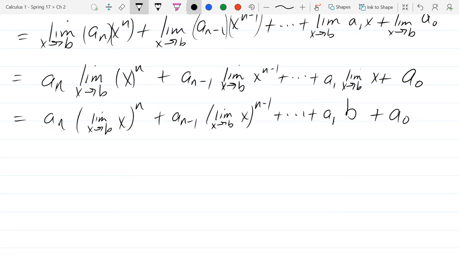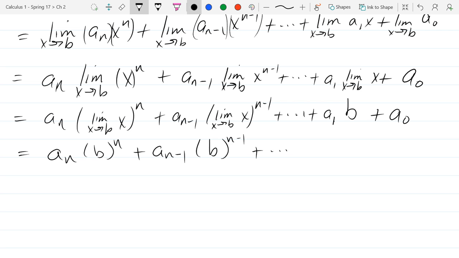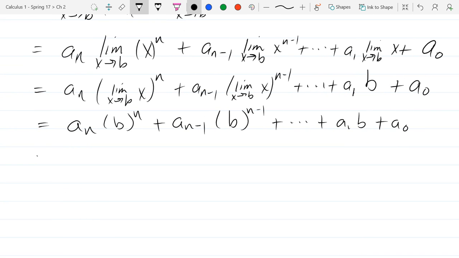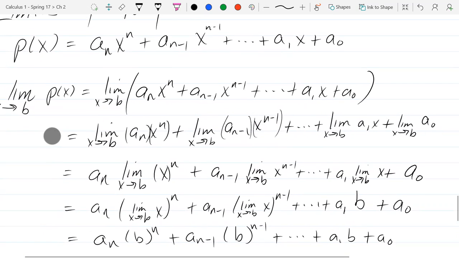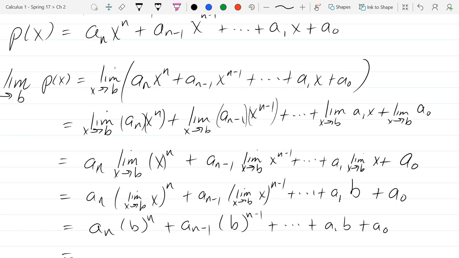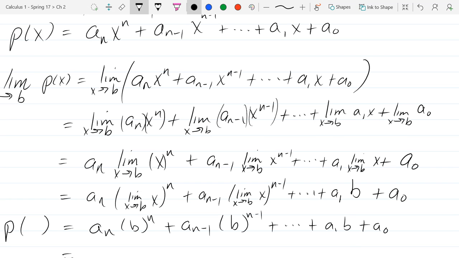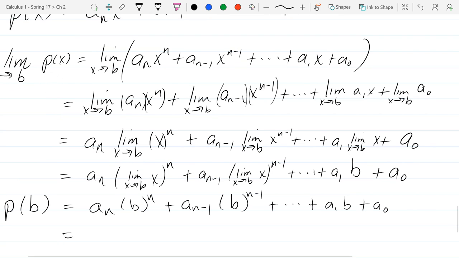Now we have a bunch of lim x's. Those are all going to turn into b's. So we have a_n b to the nth power, a_(n-1) b to the n minus 1, and so on. How does this relate back to our original polynomial at the top of the screen right up there? It's really similar. I can write it as p of what? b, there we go. So that's just plug in b to your polynomial, that's what you would get. So we had to go through all the limit laws very slowly to show that.